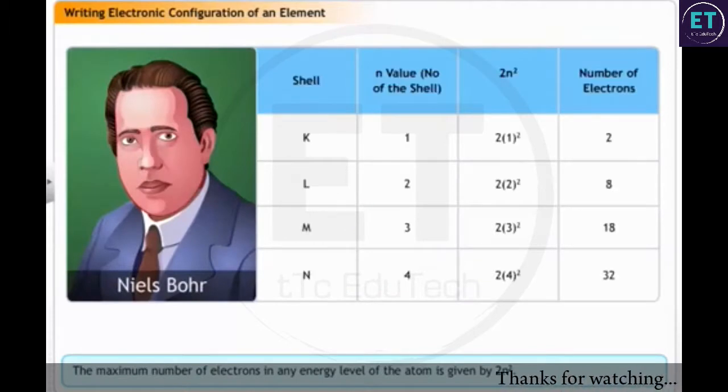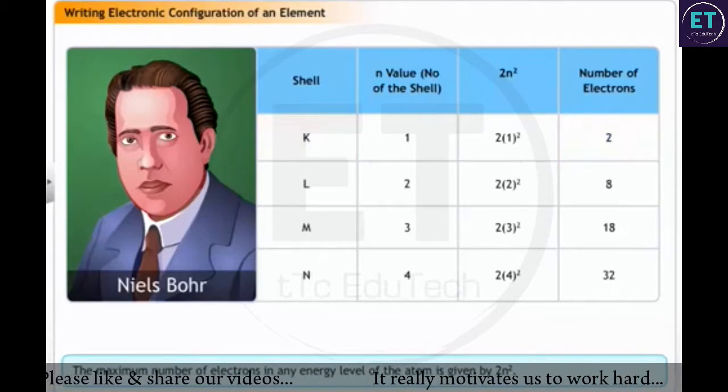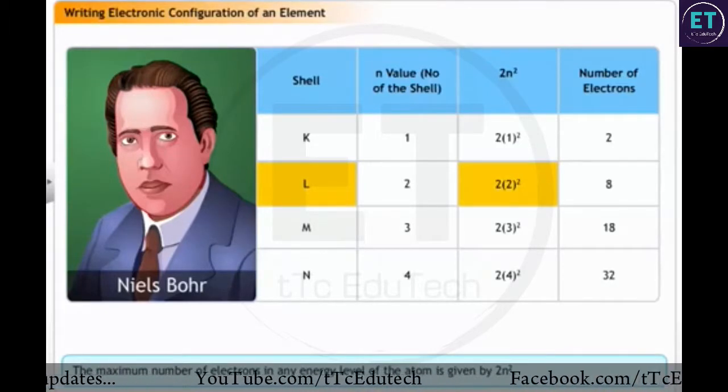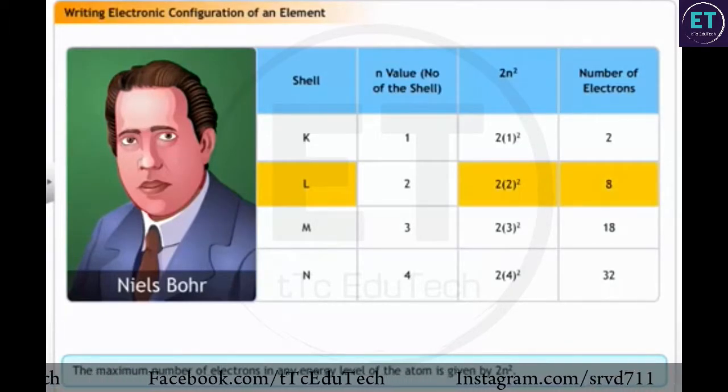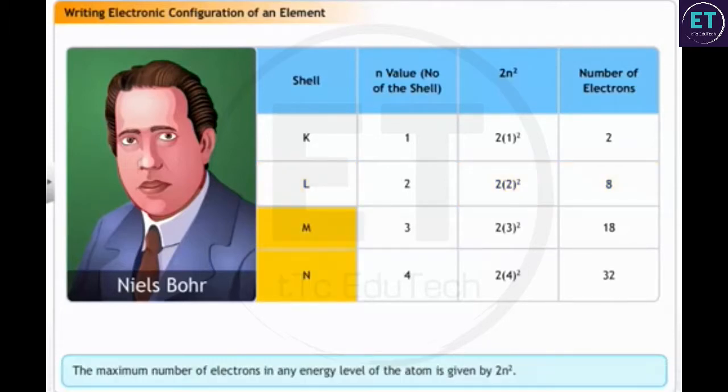According to Bohr's model of an atom, the first energy level K can have 2 electrons. The maximum number of electrons which can be accommodated in shell L is 2 multiplied by 2 to the power of 2, equal to 8. Similarly, for M and N shells, the maximum number of electrons that can be accommodated are 2 multiplied by 3 to the power of 2, equals 18, and 2 multiplied by 4 to the power of 2, equals 32, respectively.